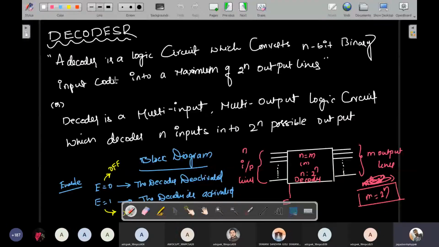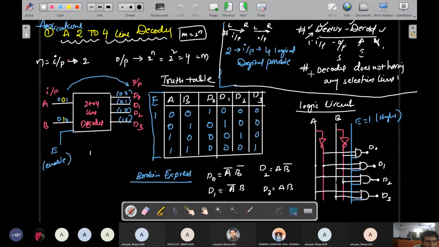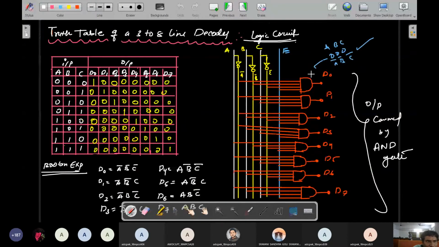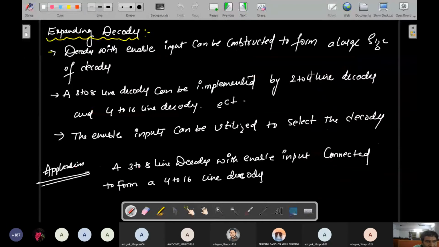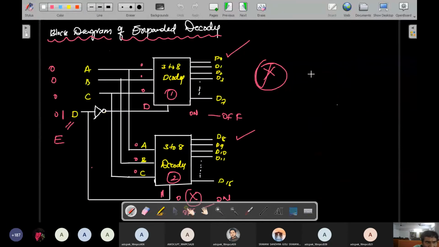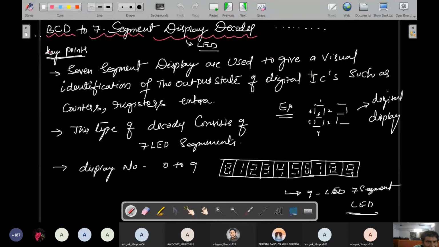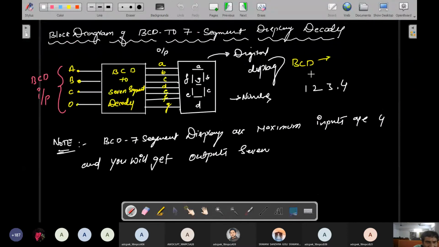Okay, students. Actually, the decoder part, and one more thing is there, the encoders. So this is the decoder. After that, I'll tell you about the encoder. In the decoder, I explained the concepts like the 2 to 4 line decoder, after that the 3 to 8 line decoder, after that the expanded decoder. I'll explain all these things. In the previous class, after that, the BCD to 7 segment display decoder. So this is the last topic of the decoder topics.